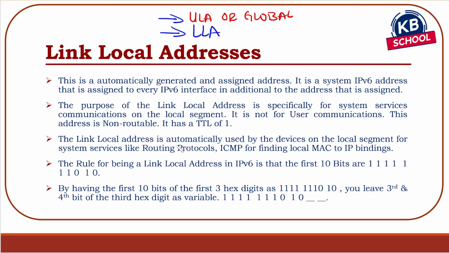Okay, the link local address is used by system services like routing protocols, and ICMP for finding the MAC to IP bindings. That's how IPv6 does it, based on the ICMPv6 protocol. That's what it's used for. So that's what I explained to you guys is the use of the link local address. Now that we have that in mind, let's take a look at how the system assigns this link local address. How do I know it's a link local address?